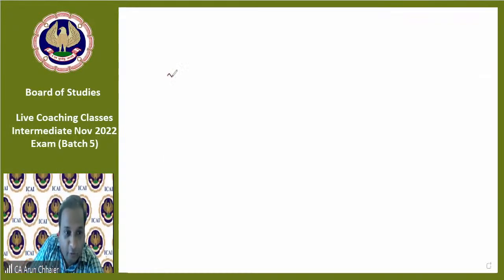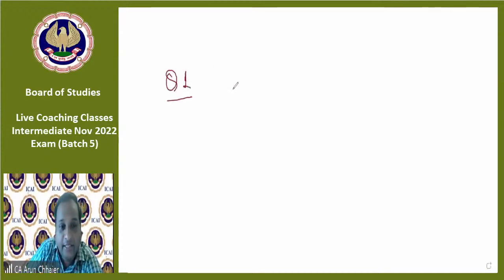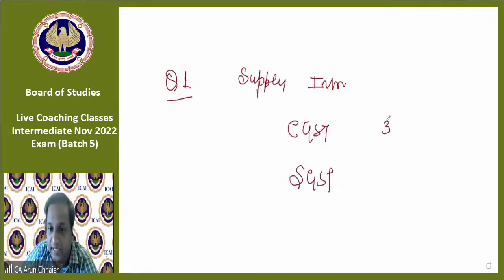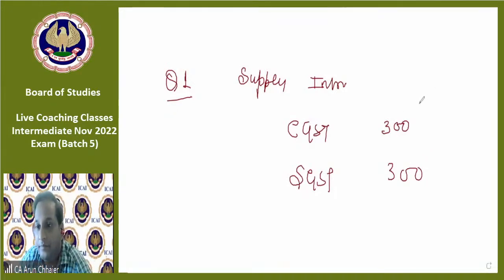You tell me. Question number one. Suppose I have the output supplies intrastate. So there is a liability of CGST and a liability of SGST. Say rupees 300 CGST and 300 SGST.